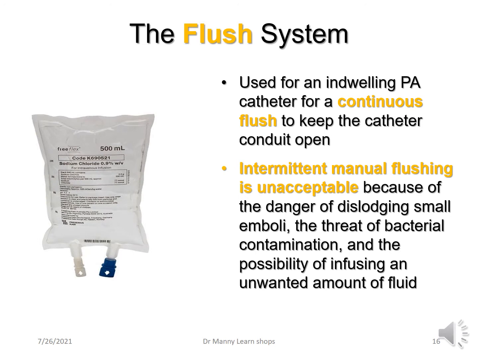The flush system itself is used as an indwelling PA catheter for continuous flush to keep the catheter conduit open. Remembering, intermittent manual flushing is typically unacceptable because of the danger of dislodging a small clot, an embolus, which could cause a pulmonary embolus, or the threat of bacterial contamination and the possibility of infusing too much fluid.